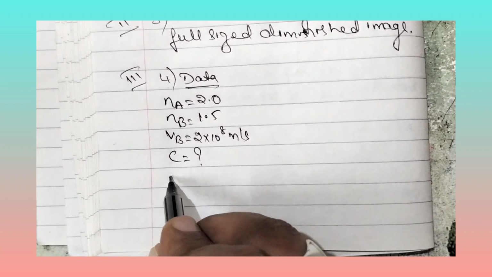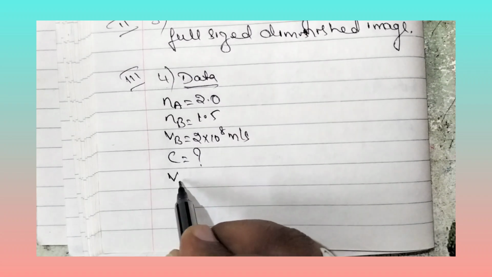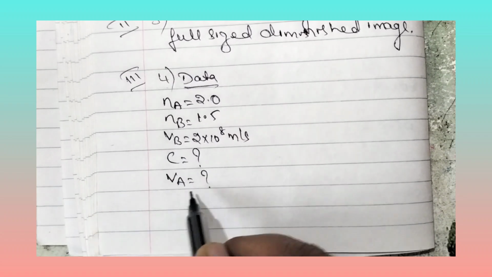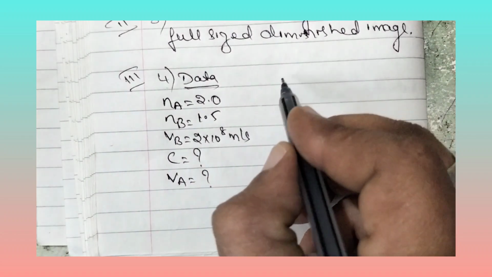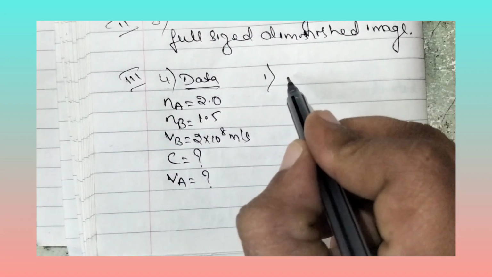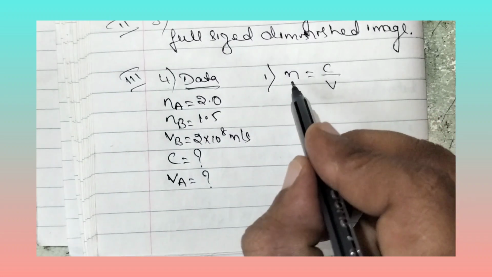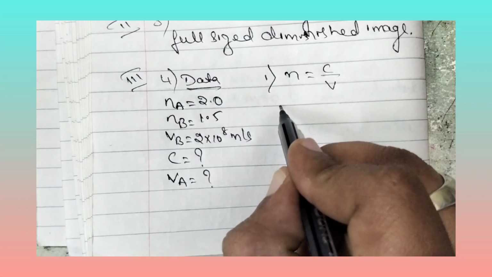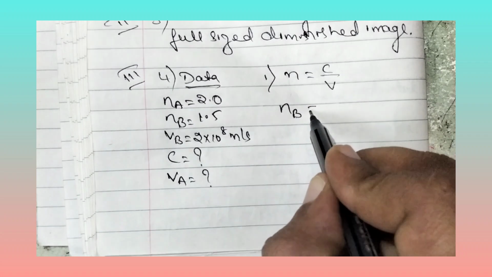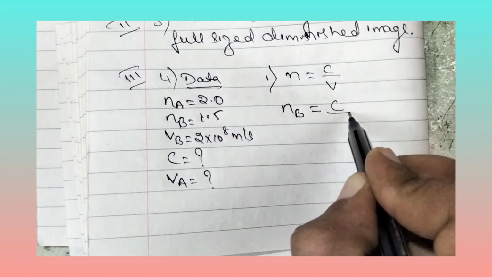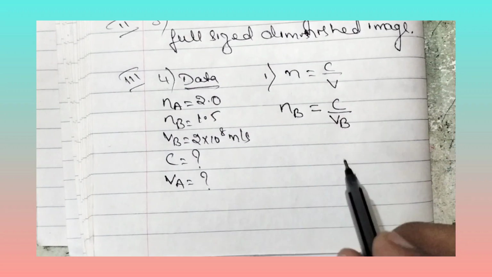Then one more question is there: what is the speed of light in medium A? Let us first calculate the speed of light in vacuum. So n is equal to c by v. Here I will consider the refractive index of B. Refractive index of B is equal to c divided by the speed of light in medium B.